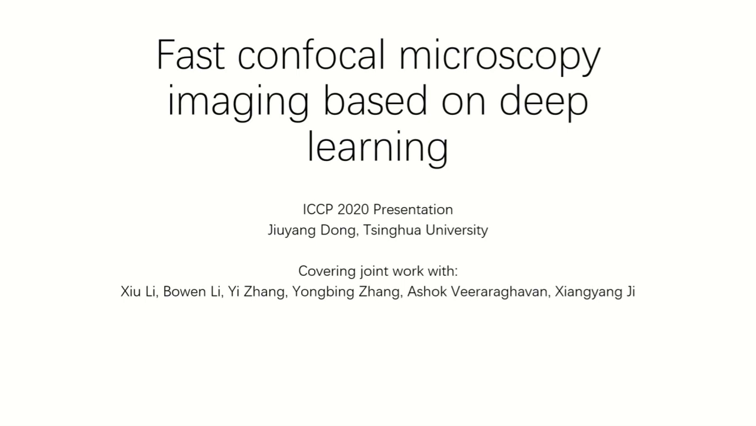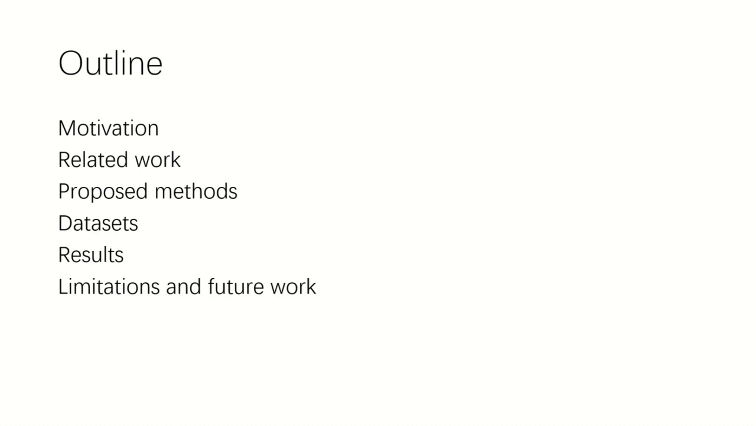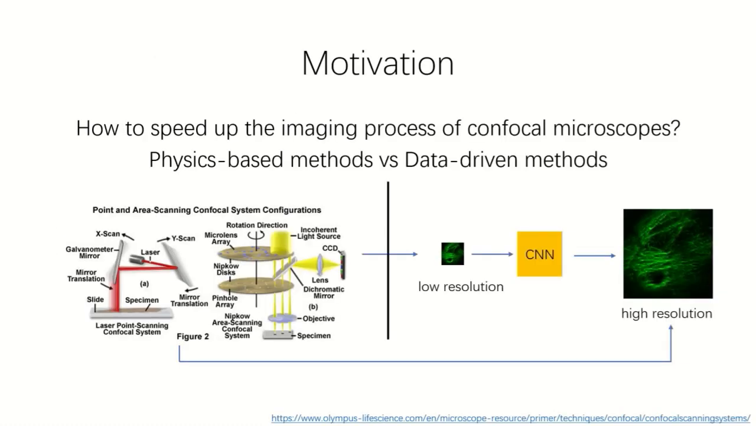The topic is faster confocal microscopy imaging based on deep learning. The content of my speech includes the following parts: motivation, related work, proposed methods, datasets, results, limitations, and future work. As we all know, the confocal microscope is one of the most popular and important tools in bioimaging due to its desirable ability to capture high-resolution three-dimensional images, even in the presence of tissue scattering. This is accomplished by the use of two confocal pinholes that simultaneously ensure that most of the scattered light from background points is rejected.